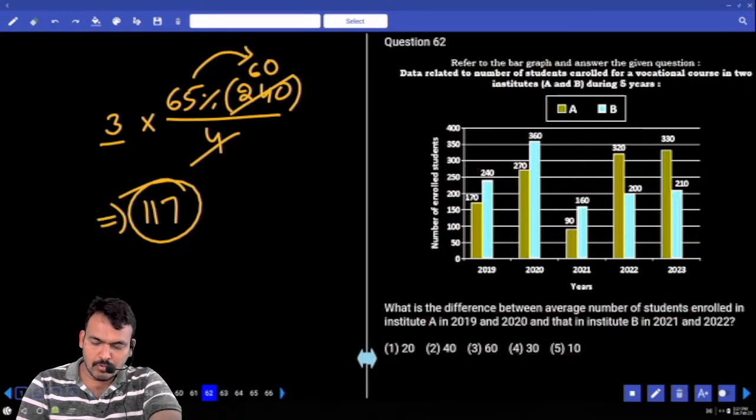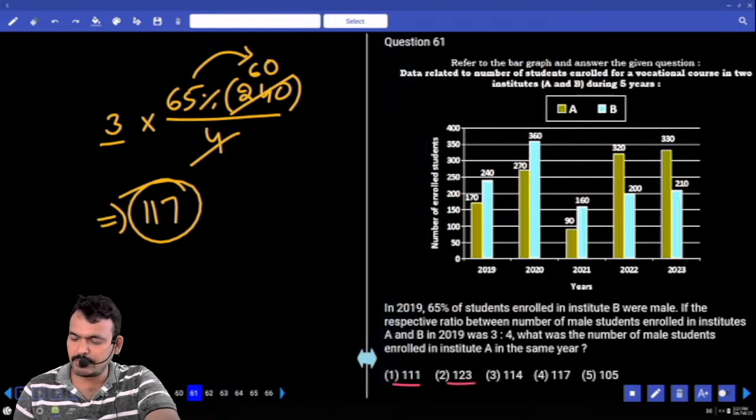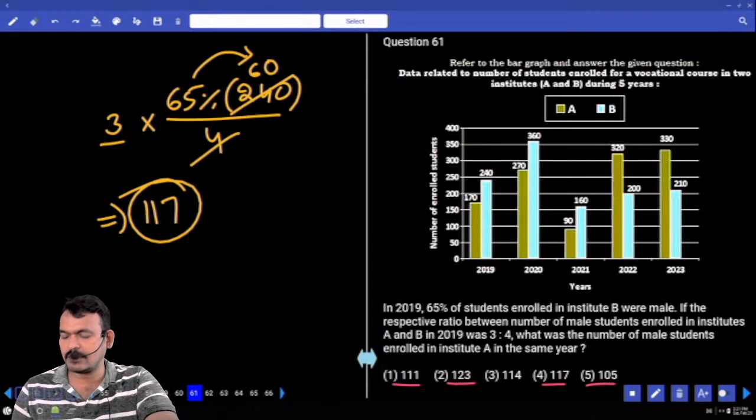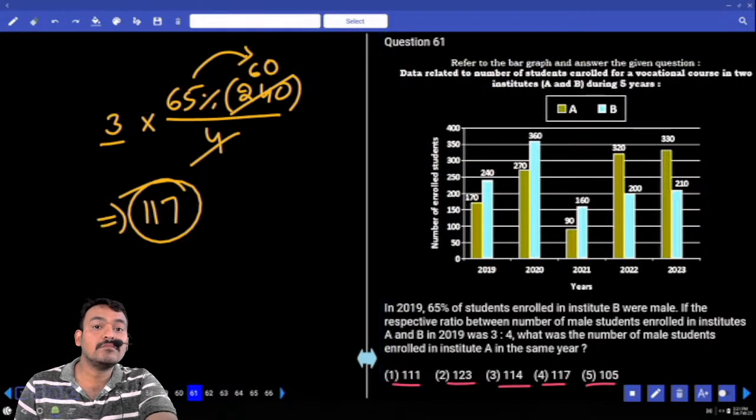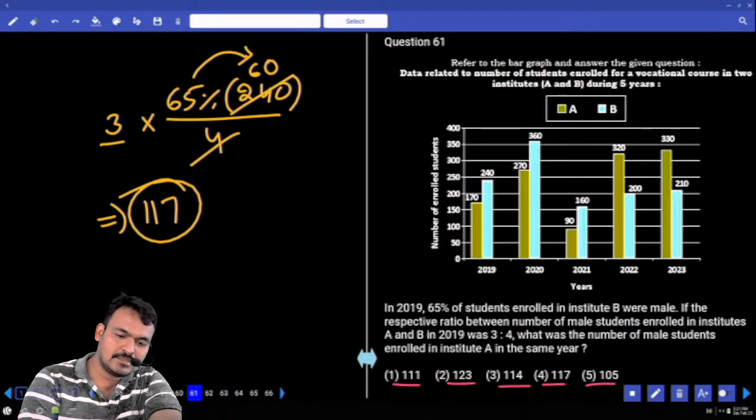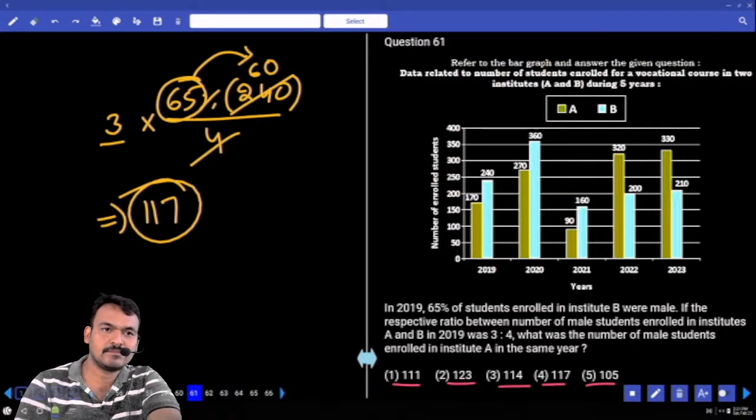What is more than one option? First option is a 3 multiple, second option a 3 multiple, fourth option a 3 multiple, fifth option also a 3 multiple, third option also a 3 multiple. 65 is a 13 multiple, so only one option.